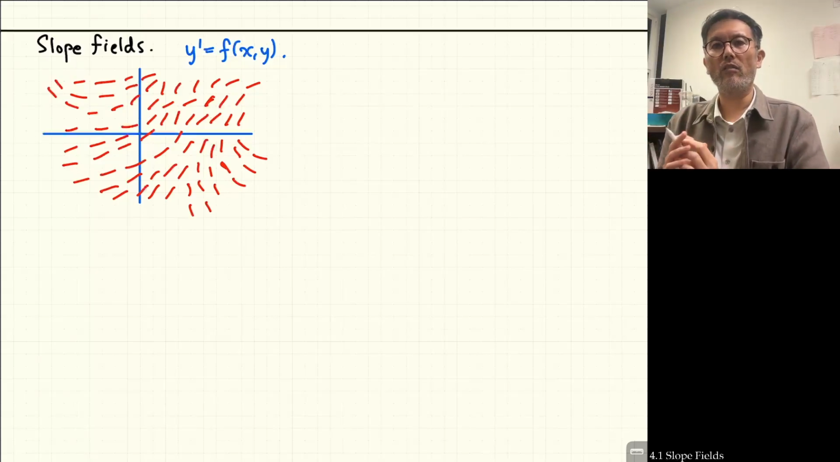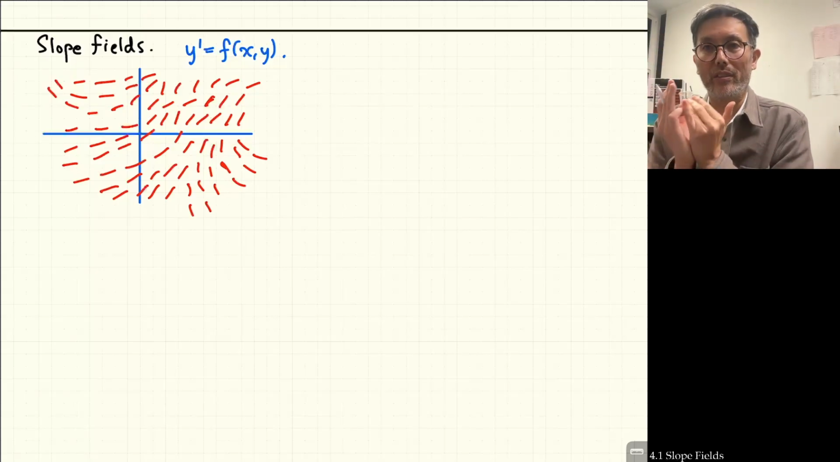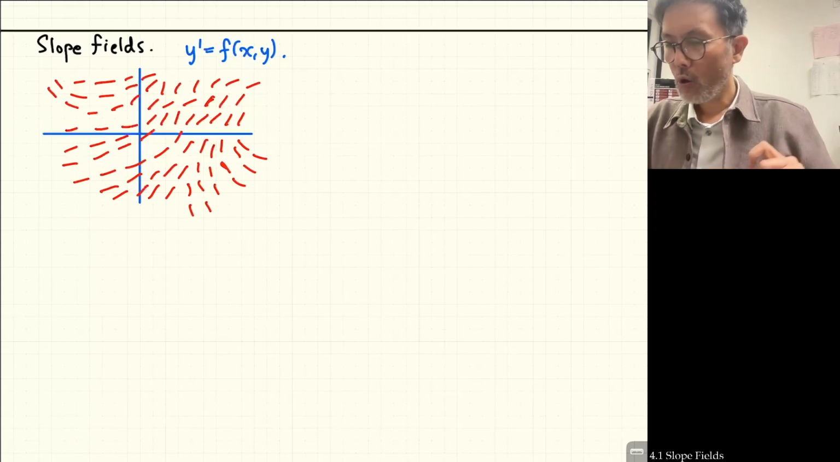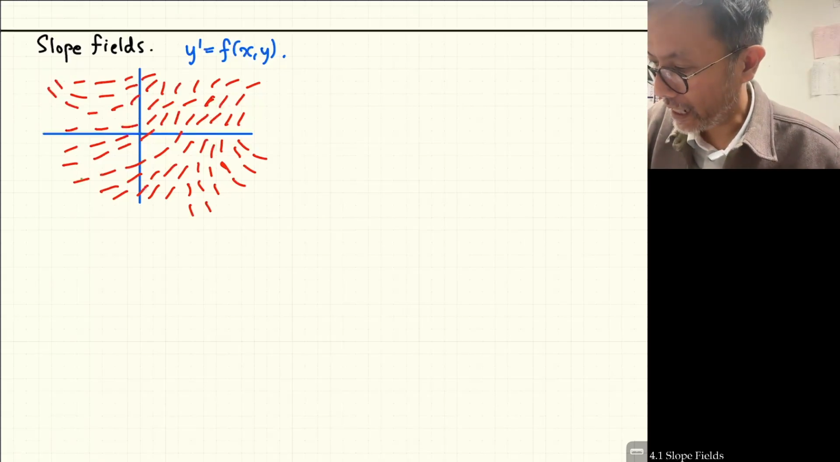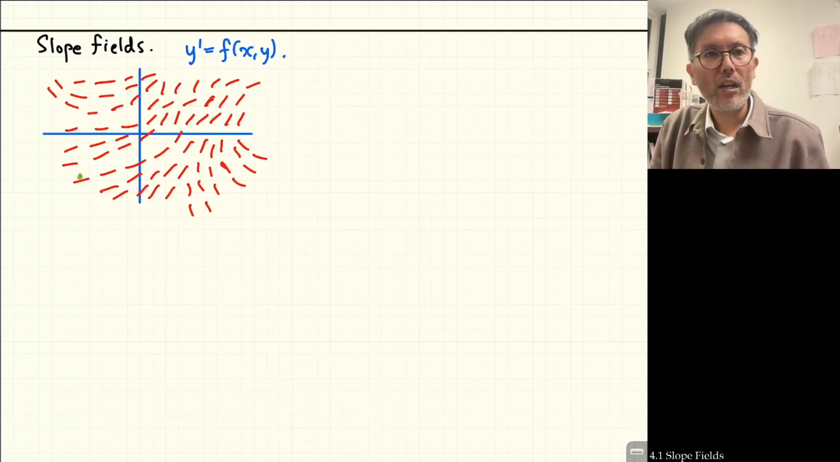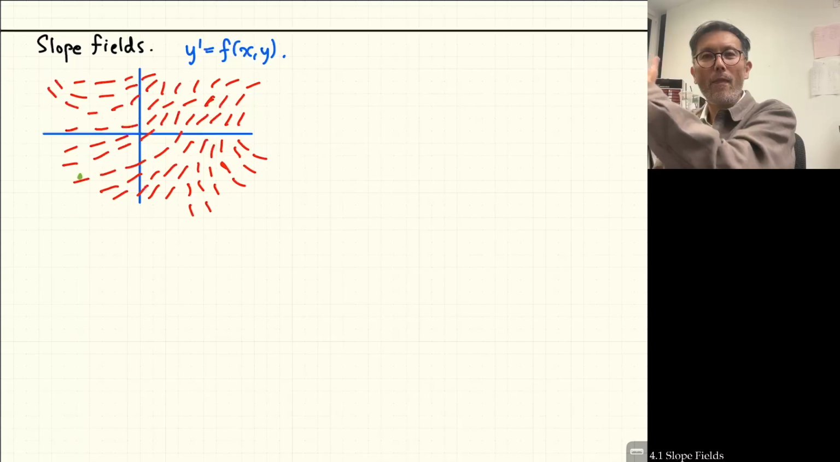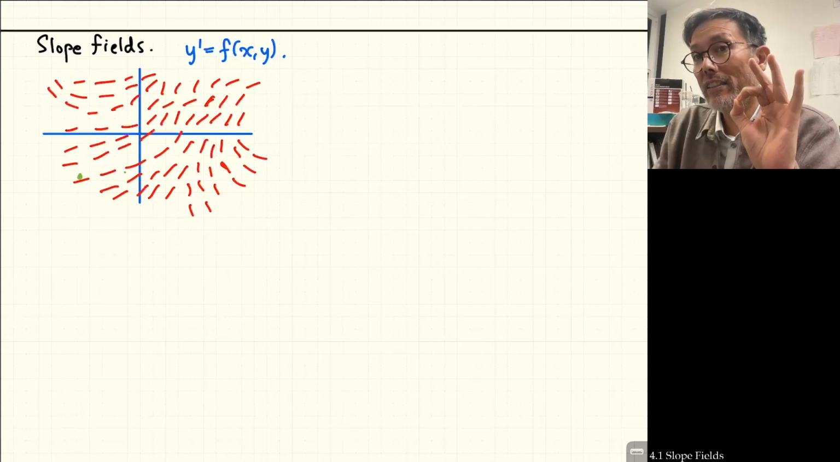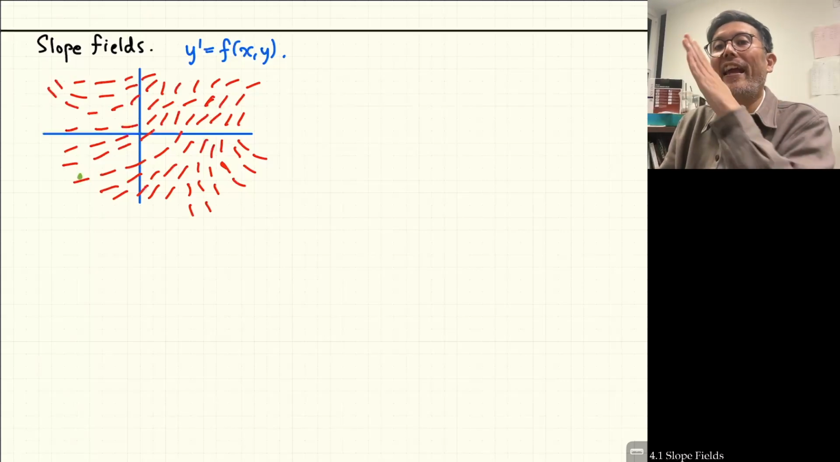Now, inside this, how do we see solutions to this differential equation? Here's how. You could imagine starting at a point in this plane, and I'm trying to draw that with a little green point here, and following this slope field so that at every point along this curve, the little line segments in the slope field are tangent to that curve.